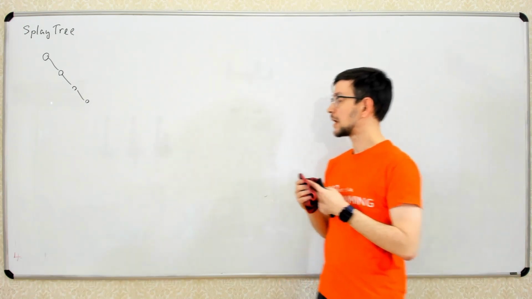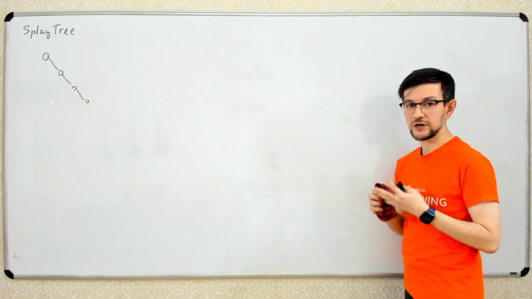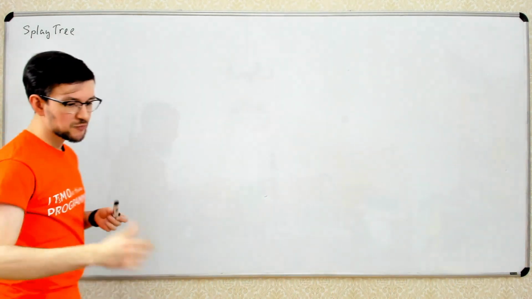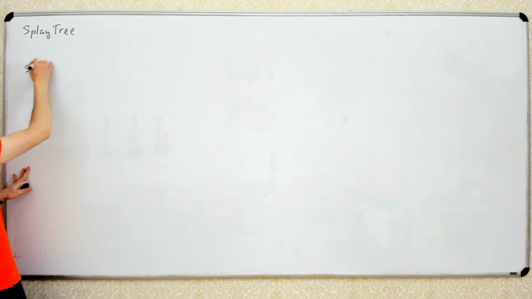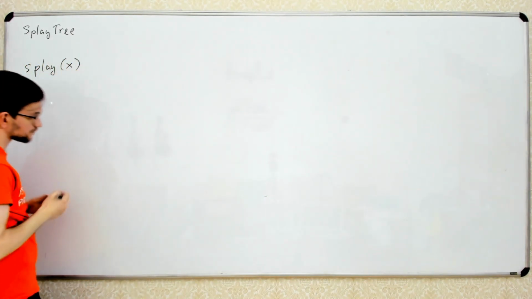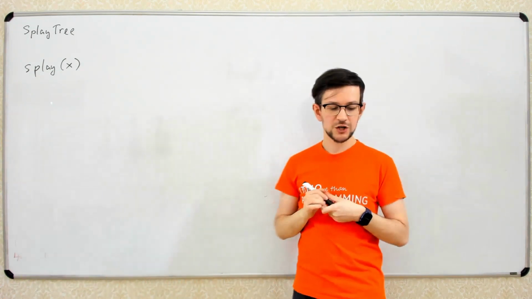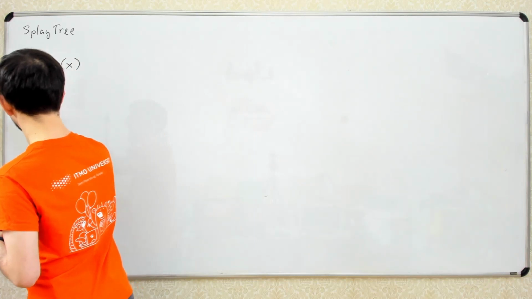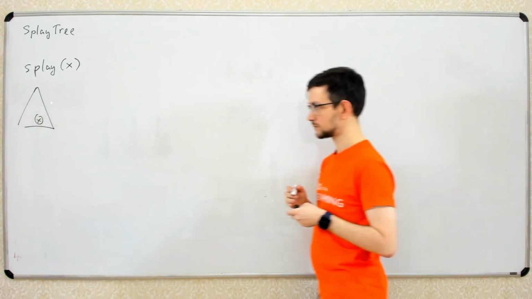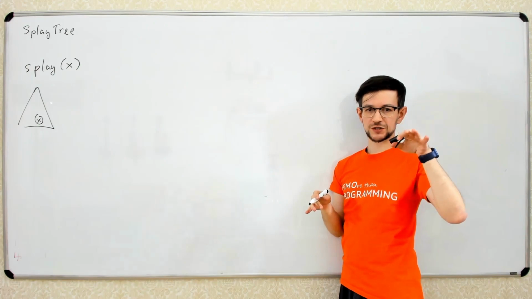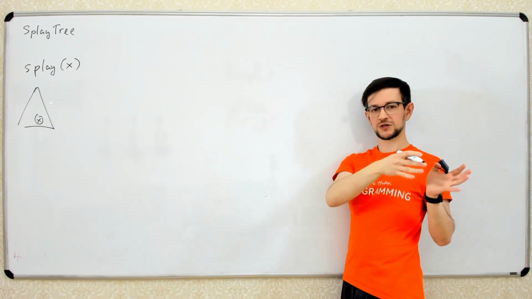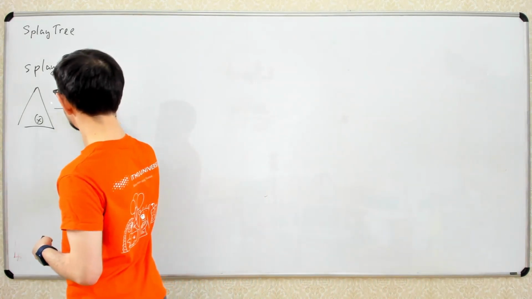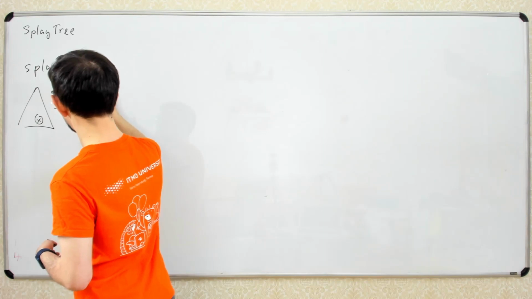So how does it work? The main operation in a splay tree is splay. So that's why it's called a splay tree. The splay operation is very simple. You have the operation splay(x). This operation takes some node of your tree. So you have some tree, you take some node of your tree, and by some rotations, you transform your tree into the same tree, but now this x is the root of the tree.